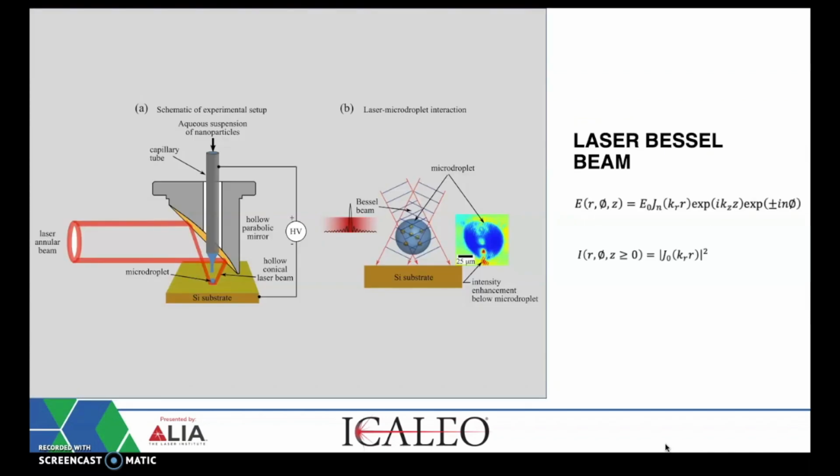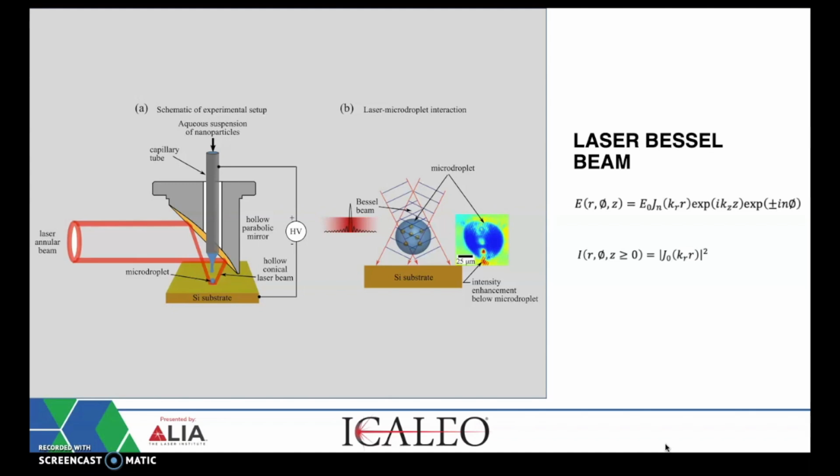In this figure, we can see how the hollow conical beam interferes with itself, creating a Bessel beam. This Bessel beam interacts with a droplet, and therefore the intensity is enhanced below the microdroplet.